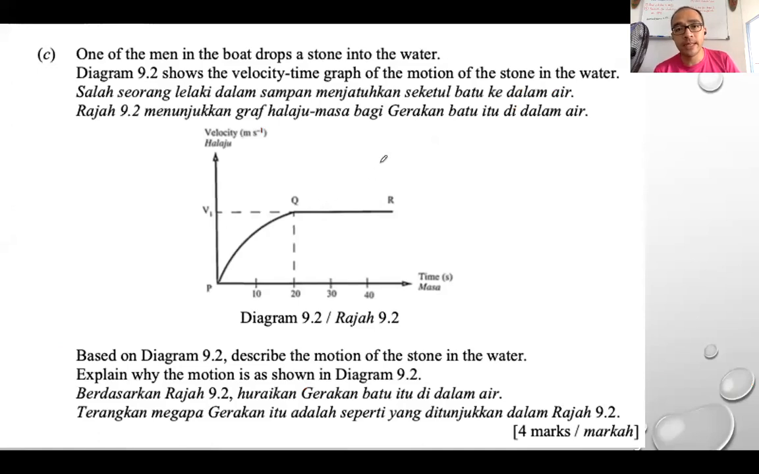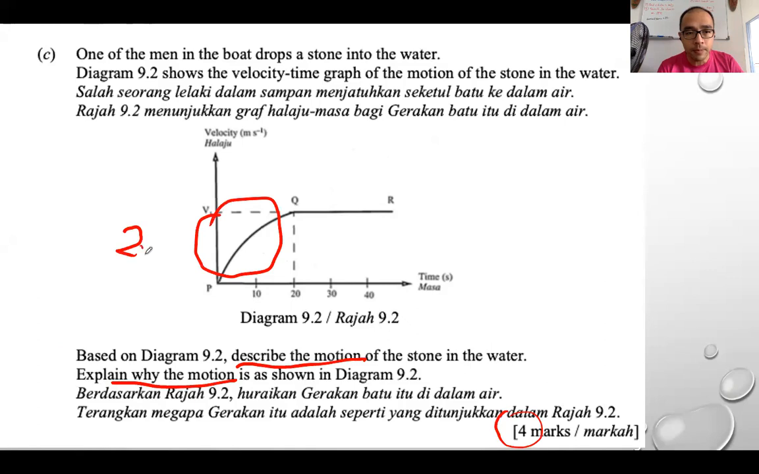Okay, this is actually a pretty difficult explanation question. It's difficult because dia punya kehendak soalan. It's just describe the motion and explain why the motion is like that. Okay, so if we break it down into 4 marks, 4 marks means 4 points. 4 points means here is 2 marks and here is 2 marks. Okay, so this part is 2 marks, and then this part is 2 marks. So each part is describe the motion, tell me what kind of motion it is, and then explain why the motion is like that. Okay, so this is section A, this is section B.